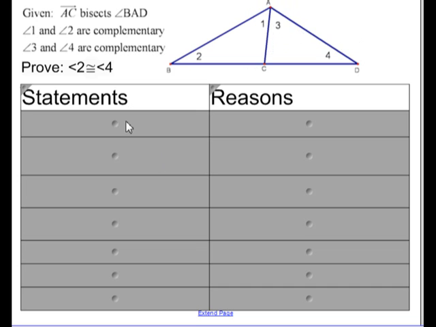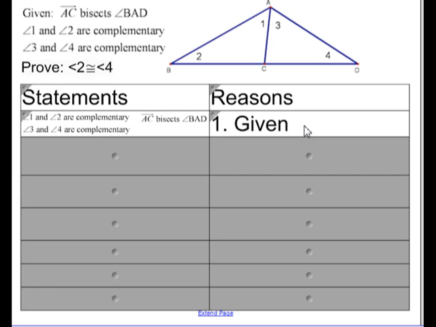Okay, so to start with, obviously you're going to restate your given. So you do need to do that. You do need to write down all those given statements. And of course, your reason there is that it's given to you. But that is the start of your proof. This is all information that needs to be in your proof. Then we're going to take each of those pieces of given information and see what we can deduce from it. So let's start with the first one up here.